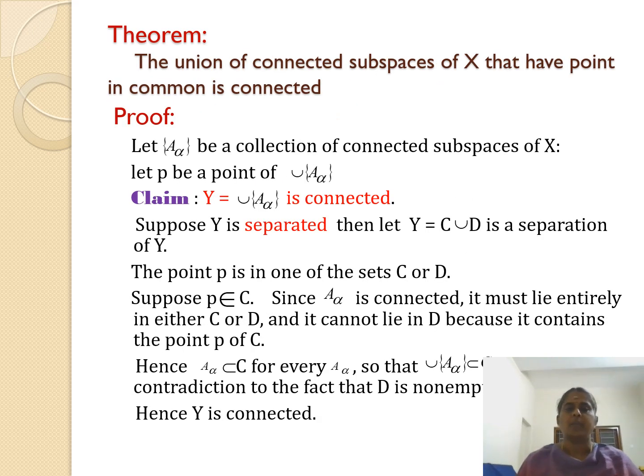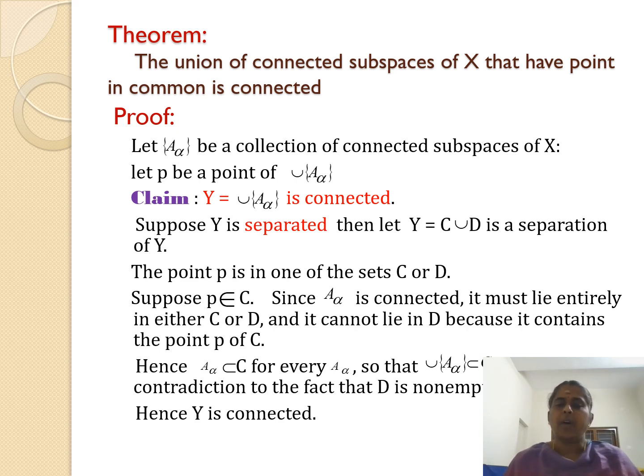Next theorem is: the union of connected subspaces of X that have a point in common is also connected. So we have to take a collection of connected subspaces of X and construct their union. Let capital Y be the union of connected subspaces of X, that is Y is equal to the union of A alpha. Now our claim is to prove Y is also connected, that is, the union of connected subspaces of X having a point in common is also connected. Let P be a common point of the union of A alpha.